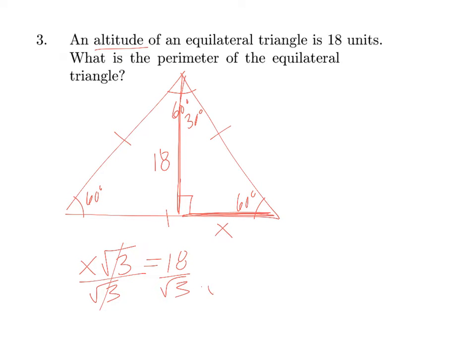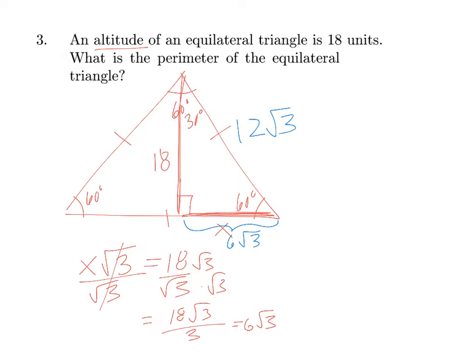All right, so now I have to rationalize the denominator. And I get 18 square root of 3 over 3, which is 6 square root of 3. So this length right here is 6 square root of 3. If I want the hypotenuse, you just simply multiply it by 2. So that's 12 square root of 3. And I want to find the perimeter. So it's 12 square root of 3 all around.